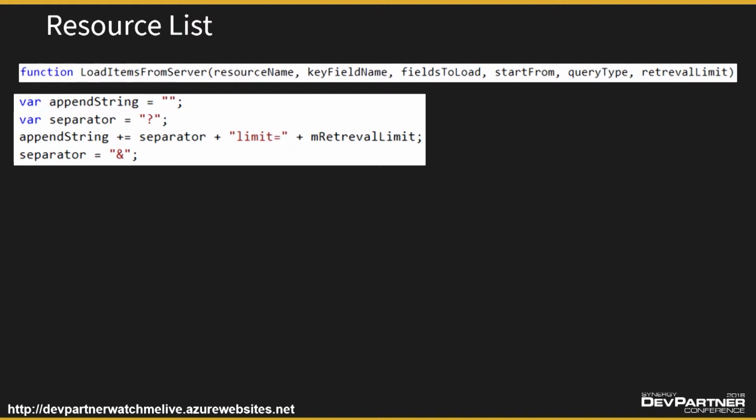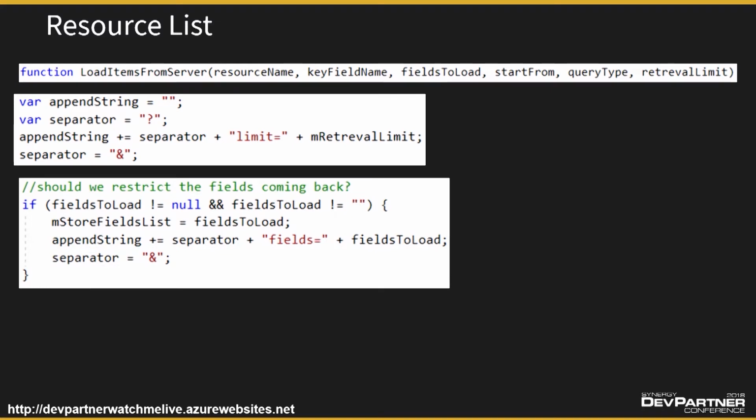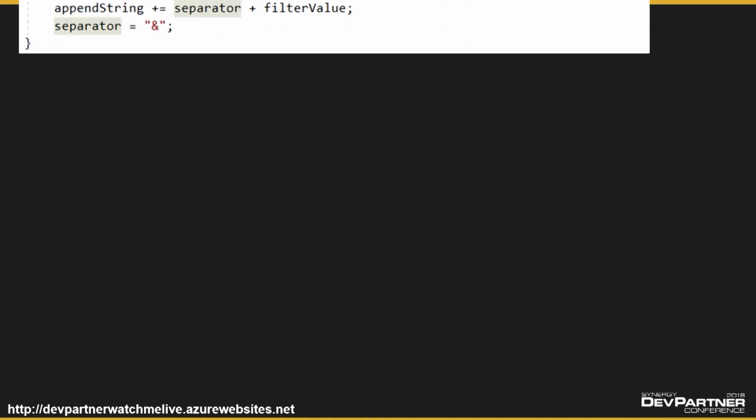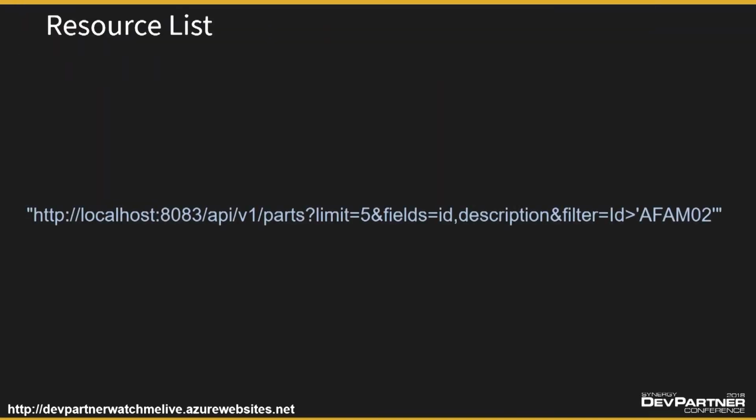We're going to append things like the limit, so we only want to bring 5 at a time back. We may want to specify we just want to see some fields in the list. Obviously, all the fields will come back if we want to edit the form, but in the list, we only want to see certain fields. This will allow paging, so if we're hitting the next page, we want to do a start from beyond the bottom one in our previous list. And that builds up a URL that basically says, go off and find the parts, limit it to 5 records. I only want to see the ID and description fields, and I want to filter it with anything greater than that particular part code. Okay? So that's how we'll do the next page and the next page URL.